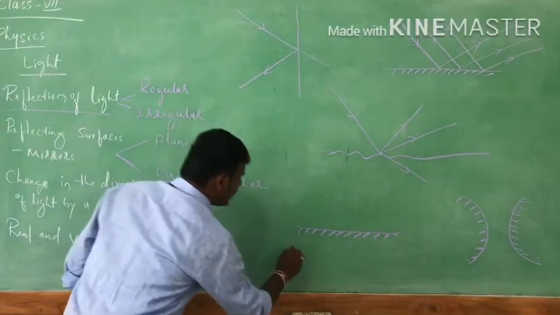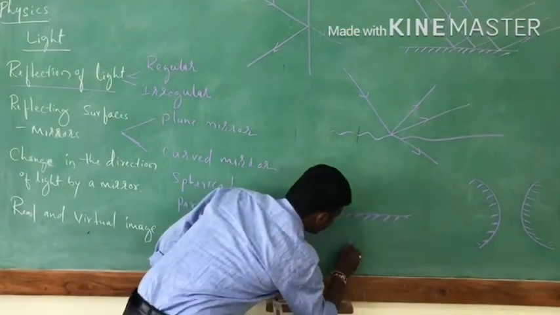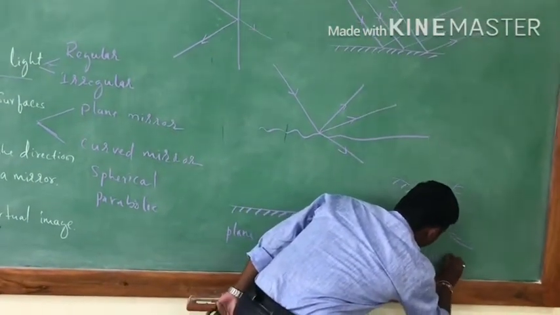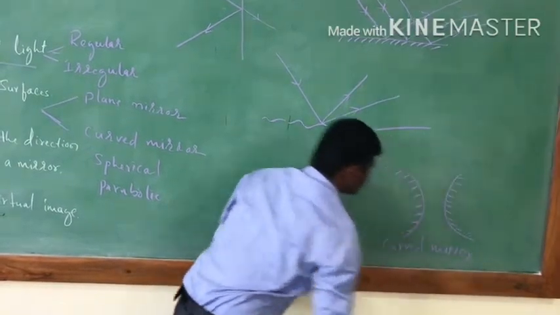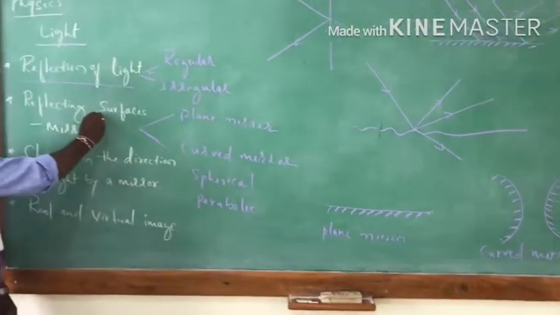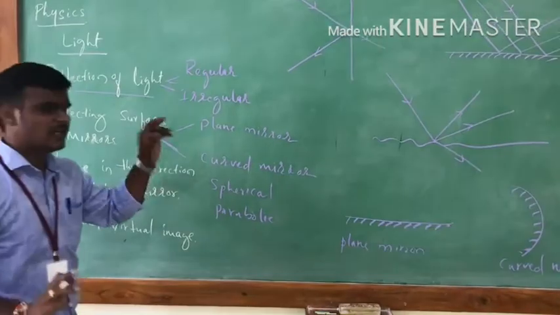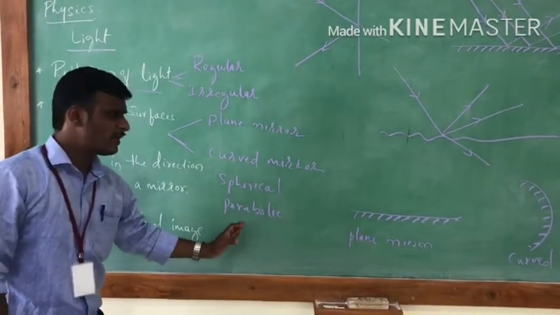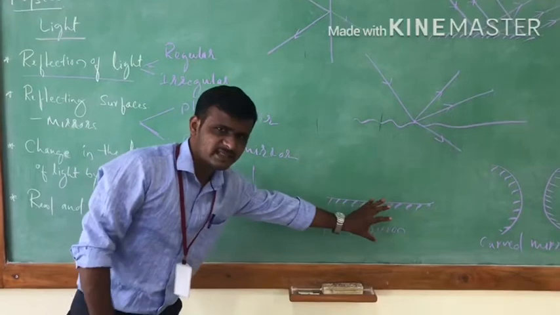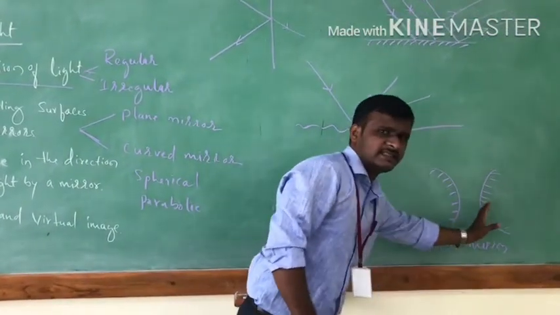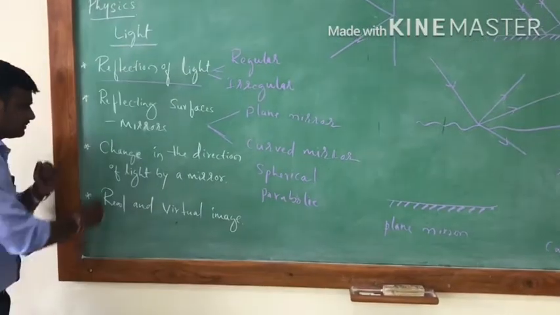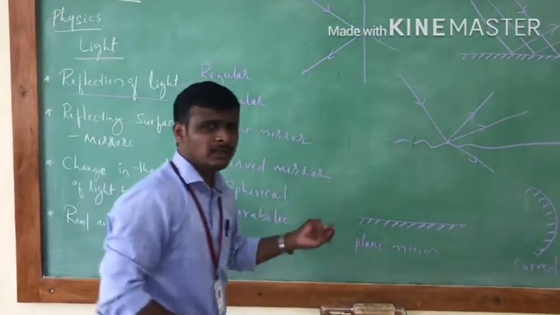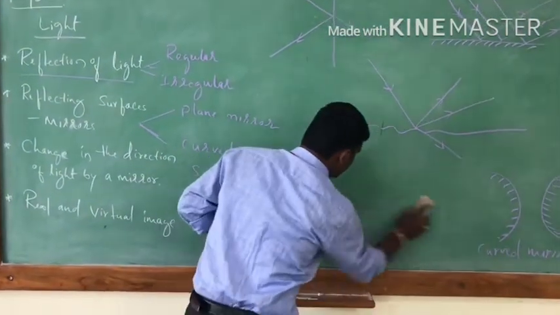This is a plane mirror. This is a curved mirror. So the reflecting surfaces are mirrors. These are of two types, plane mirror or curved mirror. Curved mirror we call spherical as well as parabolic mirror. A plane mirror looks like this and a curved mirror looks like this. The next thing is change in the direction of light by a mirror. This we learn by seeing the diagram.